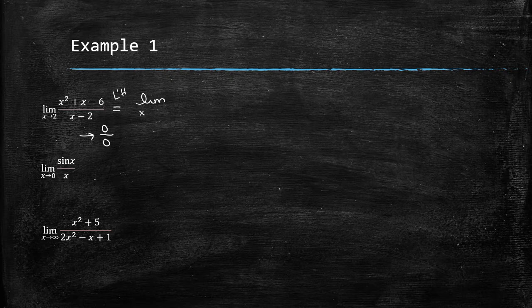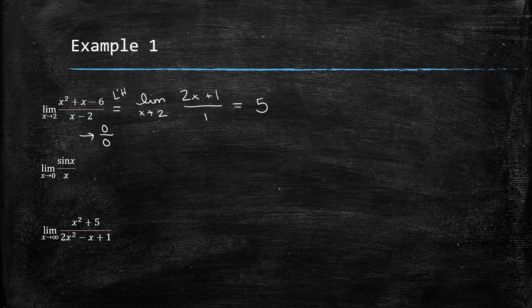So then we have this is equal to the limit as x goes to 2. Take the derivative of the numerator, we'll get 2x plus 1 over the derivative of the denominator, so that's 1. As long as this limit exists, then it'll be our final answer. So now we can just plug in a 2. So 4 plus 1, or 5.